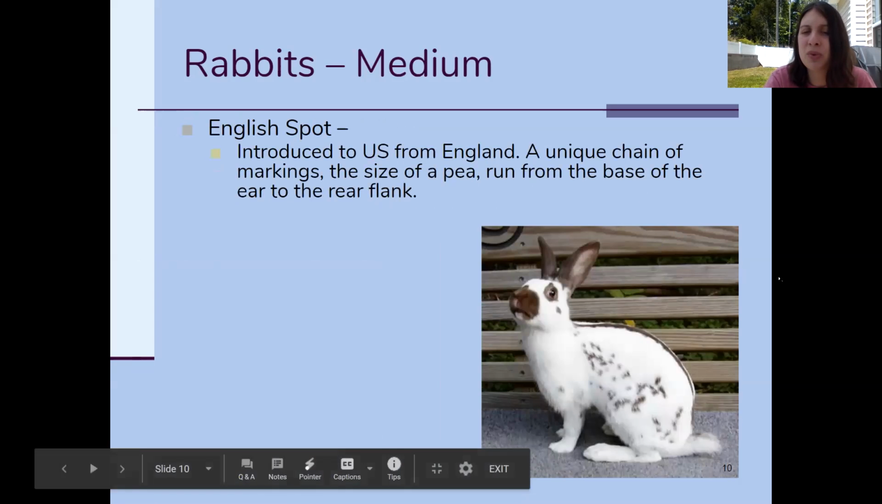The English spot is the first one of the rabbits that we're going to go over that's in the medium classification.